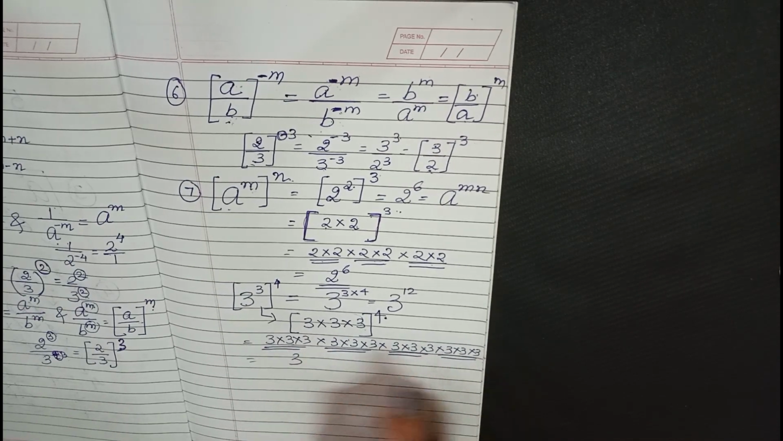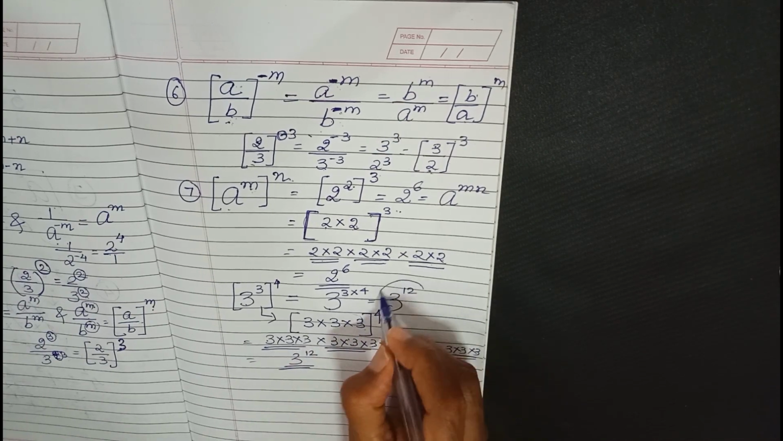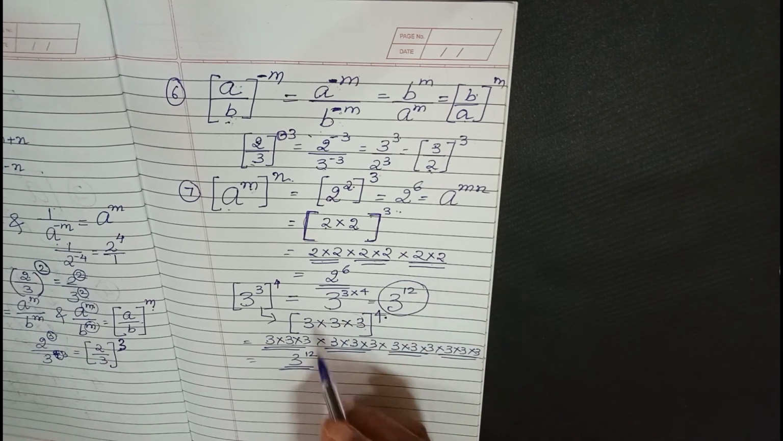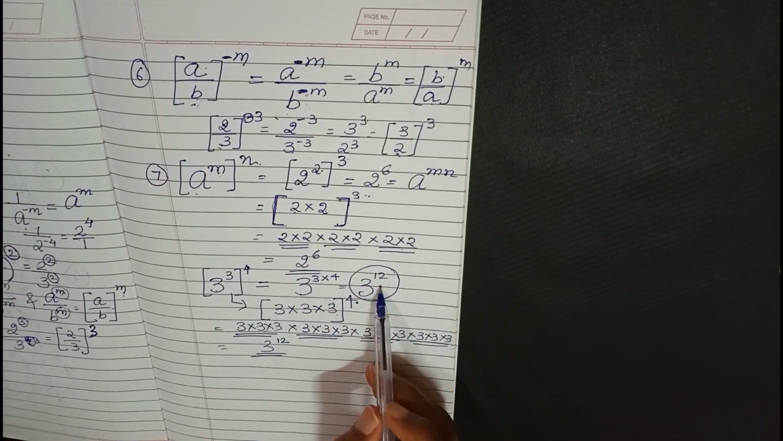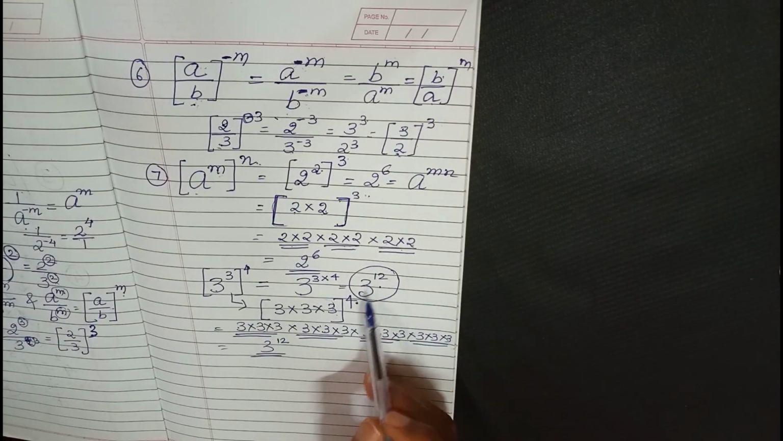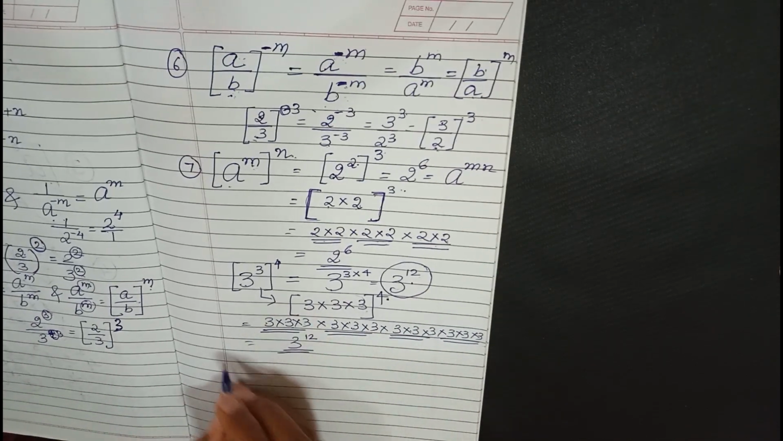So how many times have I got 3? 1, 2, 3, 4, 5, 6, 7, 8, 9, 10, 11 and 12, which I got very easily by using the formula, right? So rather than spending too much time expanding, just by using the formulas directly we can get the answers. So this is rule number 7.